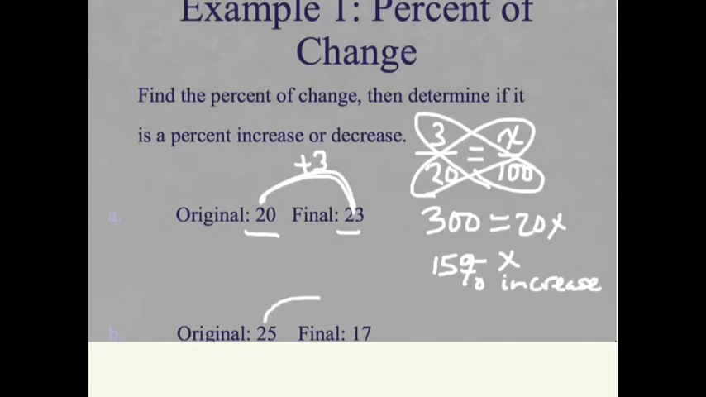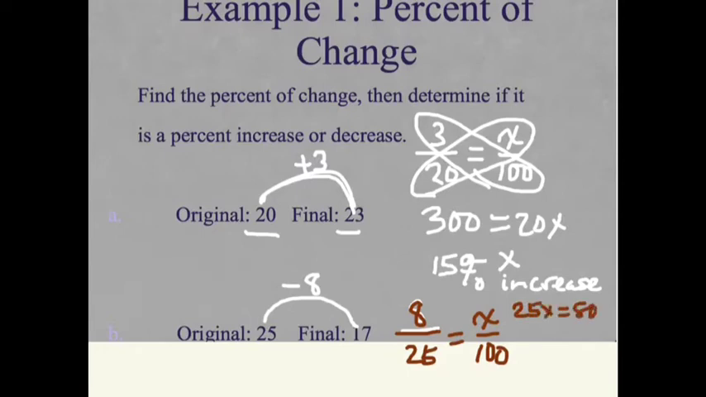For this next one, the change is 8. You can already see that this is a decrease. I'm going to put 8 here and divide it by the original amount. So I have 8 over 25, and I'm going to set that equal to x over 100. Again, comparing it to 100. When I do that, I get 25x is equal to 800, and with a little bit more work, I see that x is equal to 32%. This percentage would be a percent decrease.